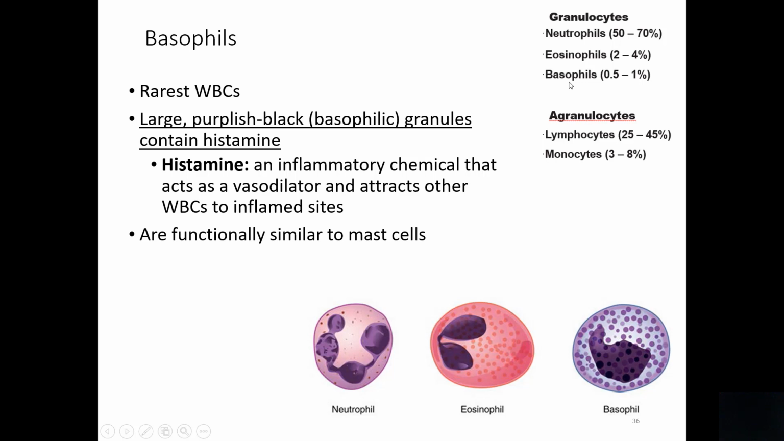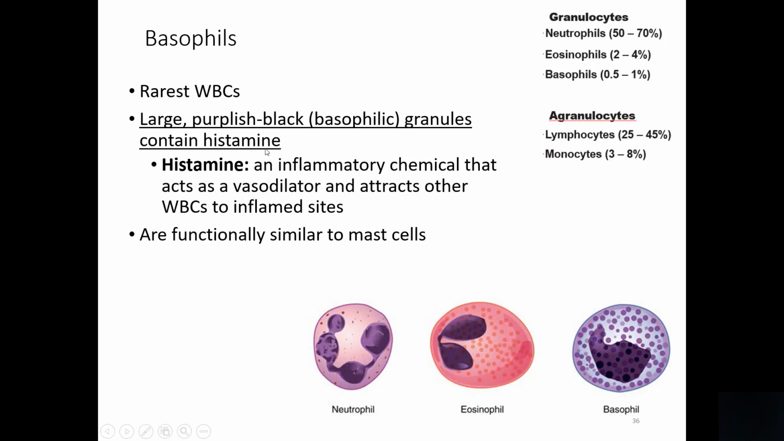The third type of granulocytes are basophils. Here they are. They have lots of large granules, and sometimes there are so many granules that they cover the whole surface of the basophil, so when you look at it under the microscope you cannot even see the nucleus. A small amount of them can be found in the blood, up to 1%.